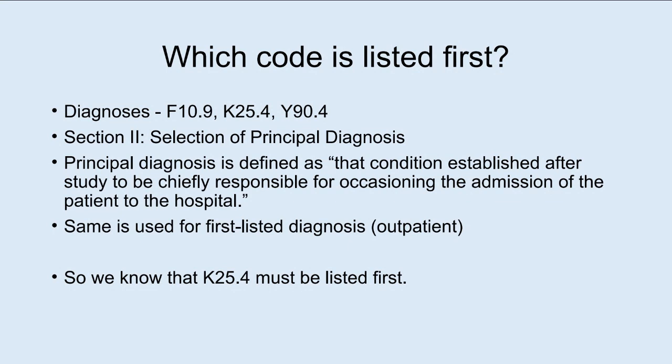The principal diagnosis is defined as that condition established after study to be chiefly responsible for occasioning the admission of the patient to the hospital. Right? So why was the patient admitted? They were admitted because of the bleeding ulcers. So K25.4 is listed first.